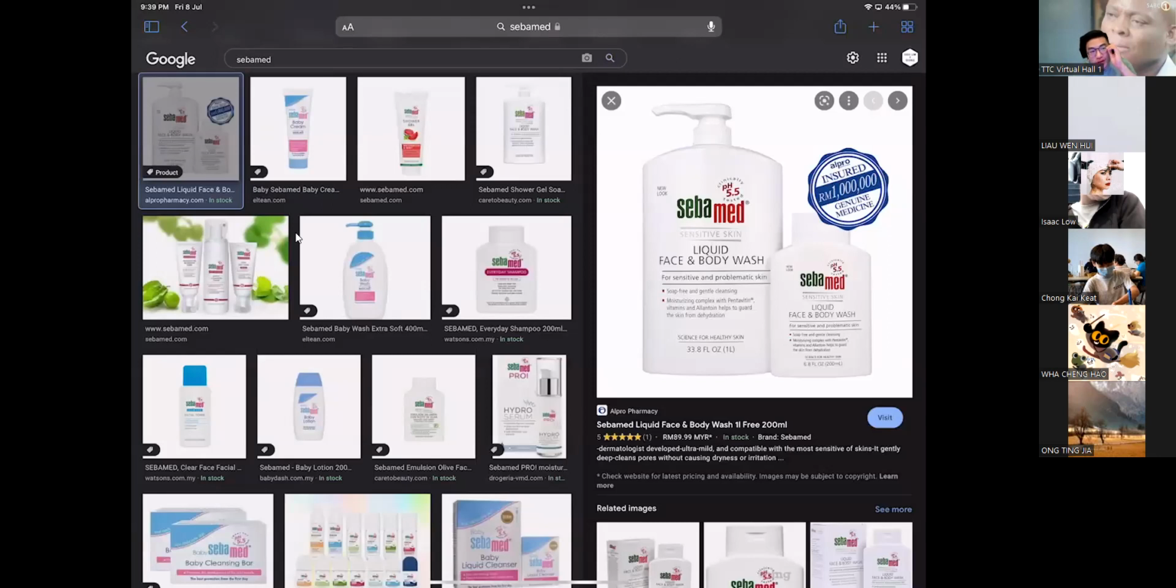Okay, this is pH 5.5, so it's actually good for your skin. If you use something like those Nivea Men, those very strong ones, they are actually alkaline, so that is not very good for your skin.